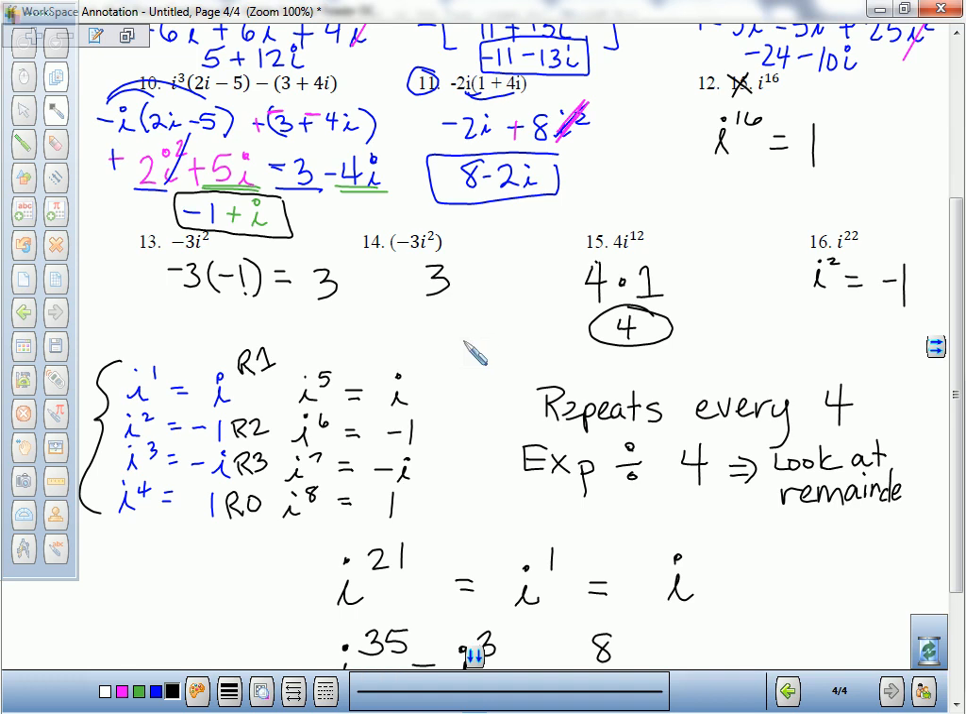Okay. Yes, sir? Number 15. Yes. Why would it be 4? Okay. So when we take I to the 12th, when you have a power that's greater than 4, you have to take that exponent and divide it by 4. Well, when we divide 12 by 4, there's no remainder. So it's the same as no remainder, which is I to the 4th, a remainder of 0. And I to the 4th simplifies to 1. So this is 4 times 1, which is 4.